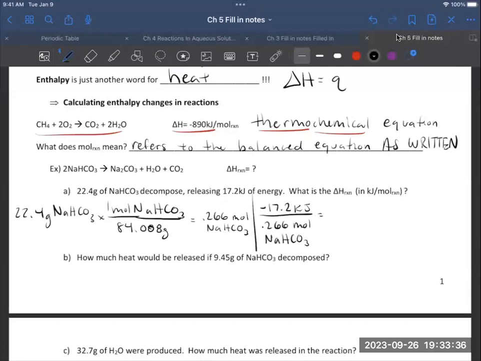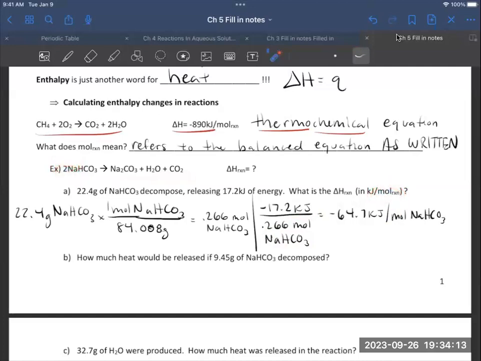And that's going to tell us that, so here's our answer, we've got negative 64.7 kilojoules released per mole of NaHCO3. Okay, so this means that for every mole of NaHCO3 that decomposes, we would get 64.7 kilojoules of heat released. However, this is the next thing I want you guys to notice. In our balanced equation, do you notice that there are 2 moles of this reactant in the overall balanced equation? Okay, so if we want our answer per mole reaction, we have to take that 2 moles into account.